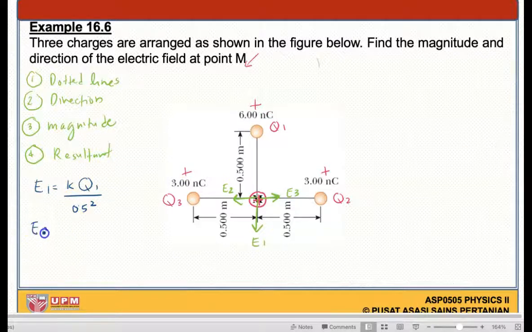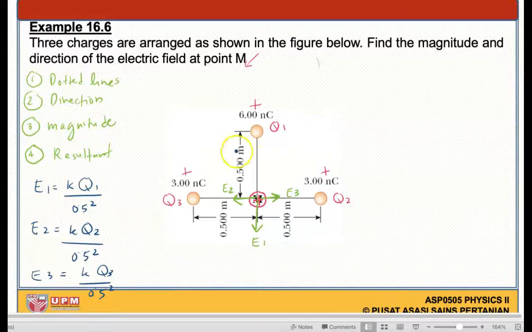So E2 is kQ2. And what is the distance between charge 2 to the test charge? It's 0.5 squared. And then we know E3 is... Where's E3? It is this guy. So kQ3 over 0.5 squared. Same, everyone has the same distance to the test charge.